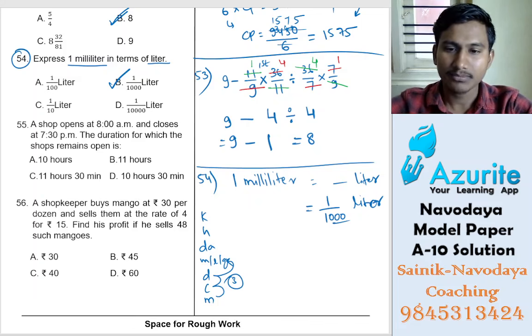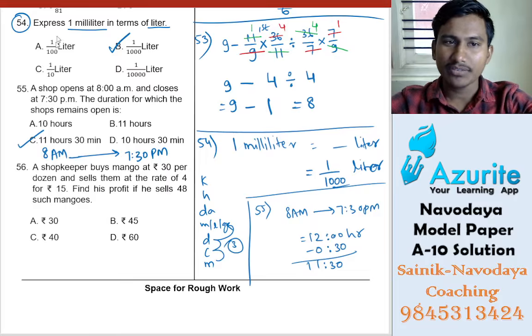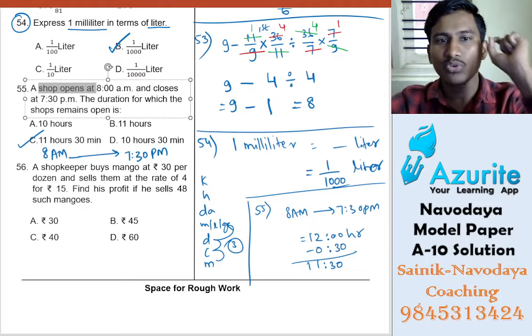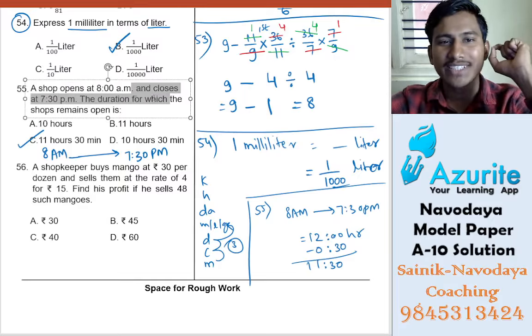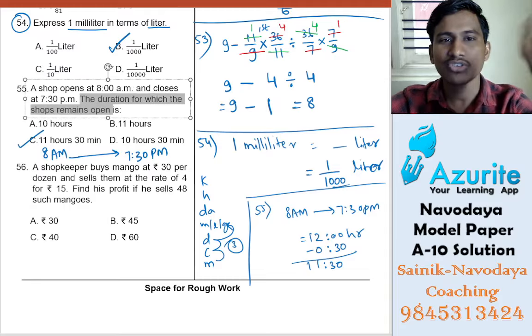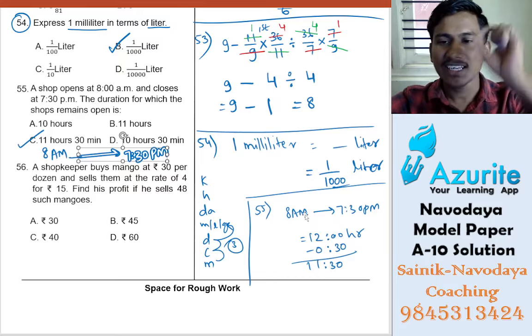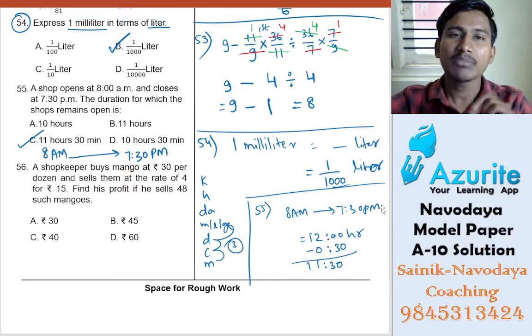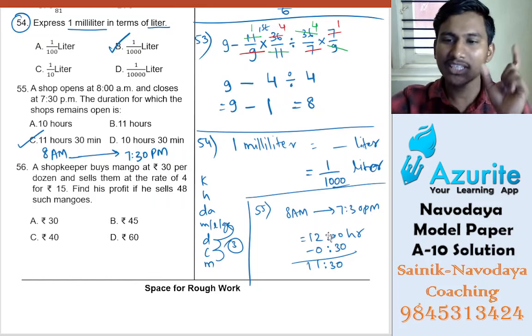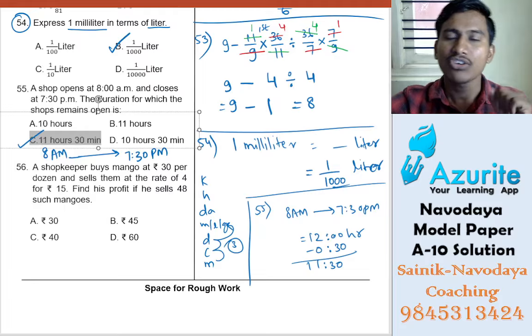Okay? So next 55th question is also easy. A shop opens at 8 am and closes at 7:30 pm. The duration for which the shop is open? So from 8 am to 7:30 pm. We can take it as 8 am to 8 pm will be 12 hours. So it is closing half an hour before, that is 7:30. Half an hour means 30 minutes. If you minus 30 minutes from 12, it will be 11 hours 30 minutes. That is option C here.